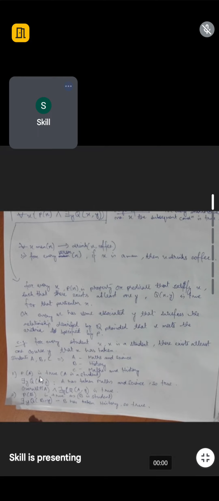Then P(A) is true, as A is a student. So we can write there exists y, Q(A,y). A has taken maths and science, so this proposition is true. And the overall P(A) and there exists y, Q(A,y) is true. So this will be true for the student A. Then coming to the student B, similarly we can write, and B has taken history.